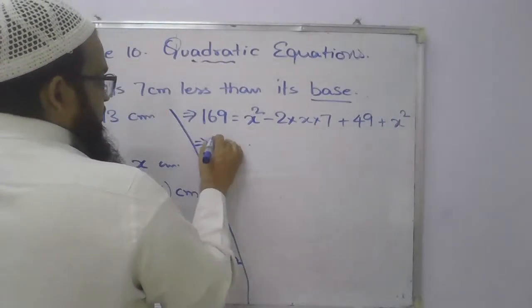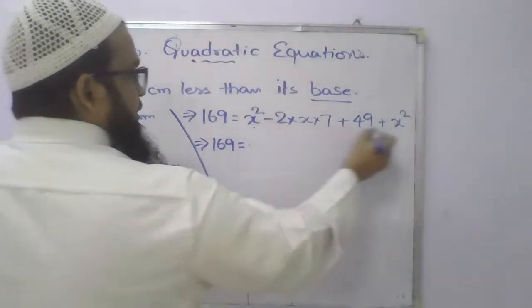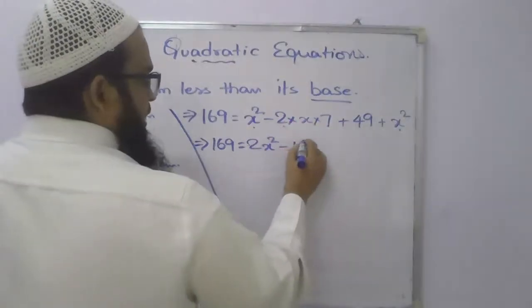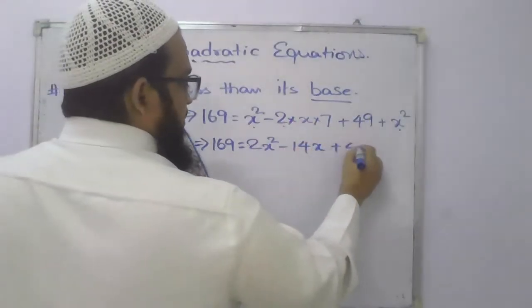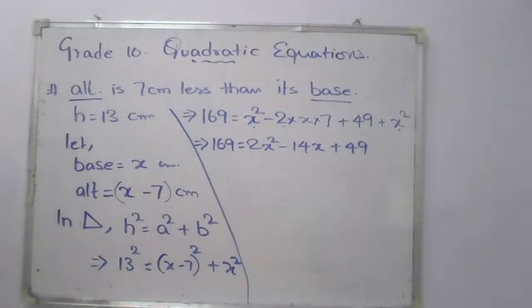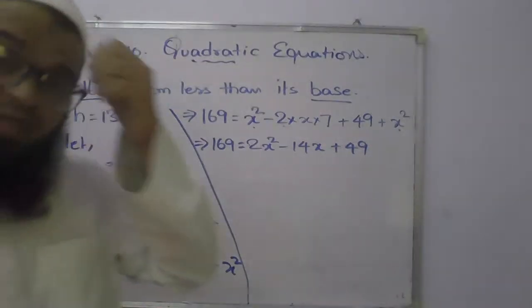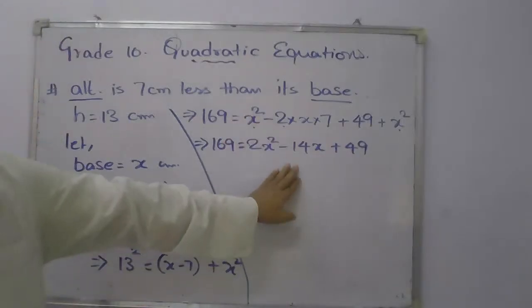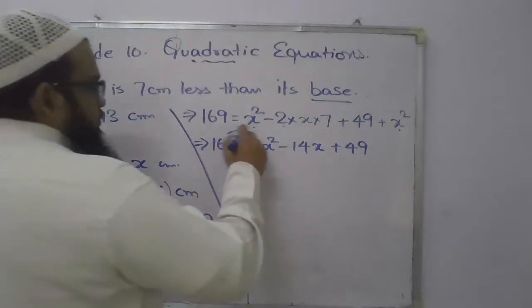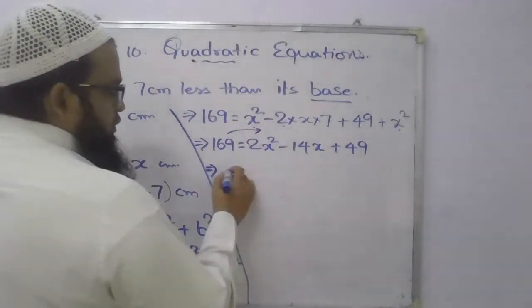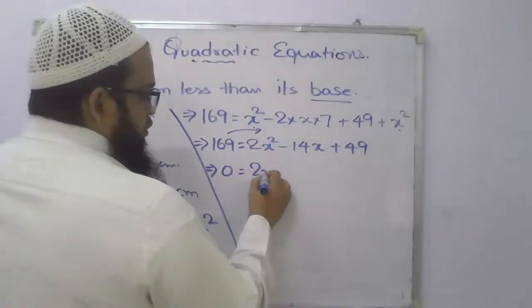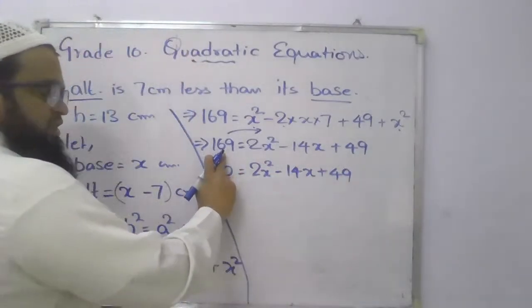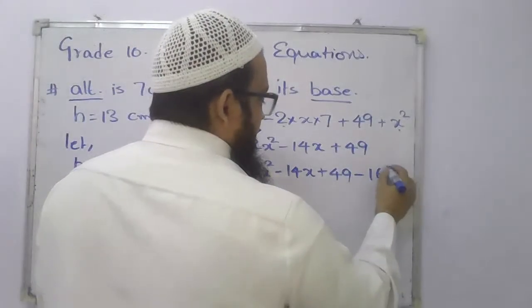Now that implies 169 equals x square plus x square, 2x square, and 2 into 7, 14 minus 14x, and here plus 49. Now what do I need? I have to transpose everything to one side, right? So since x square is positive, I want to keep everything on the right hand side. Transpose whatever you have from the left hand side. So 0 is equal to 2x square minus 14x plus 49, and 169, when you transpose it, becomes minus 169.